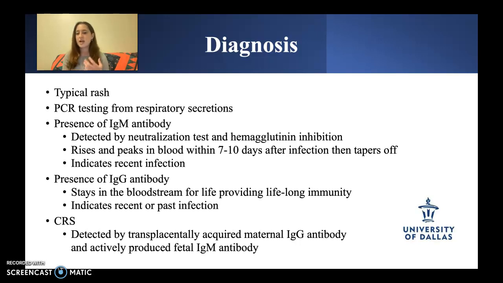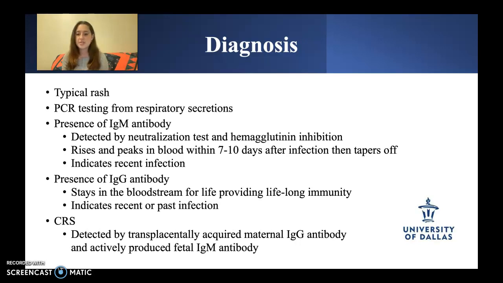Okay, now how can we diagnose rubella on a patient? So there's a typical rash, as I mentioned, but this is not going to be enough because, like I also said, this rash is going to resemble that one of measles. So how can you differentiate it between rubella and measles? So other lab work is necessary for this. So one thing that we can do is PCR testing from respiratory secretions, because that is where the virus starts, through the presence of the IgM antibody and the IgG antibody.